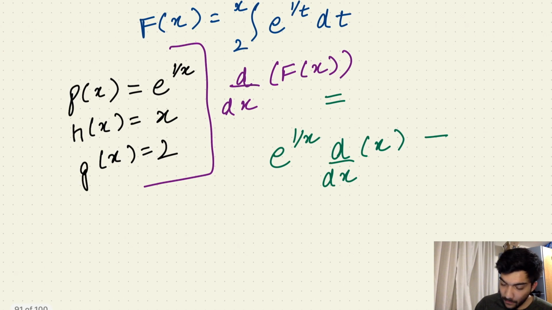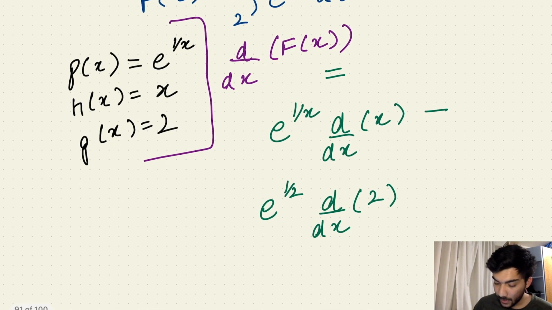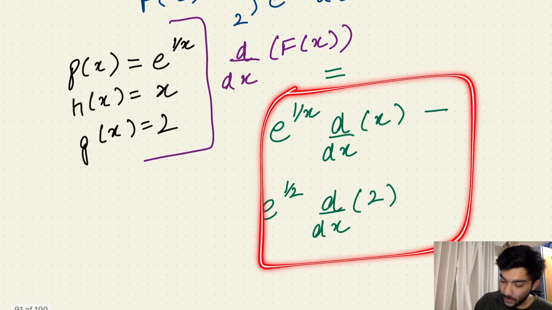So if I do the same thing for g of x, I'm basically plugging this endpoint into this function. So this would be e to the power 1 by 2, and then I'm taking the derivative of the lower endpoint. So the derivative of the lower endpoint would be represented by d by dx of 2 in this case. And now let's evaluate this expression.